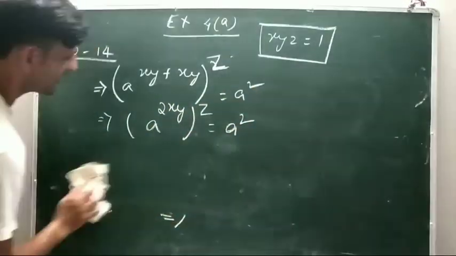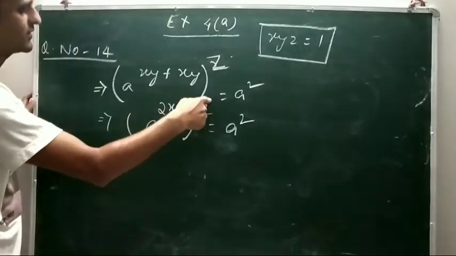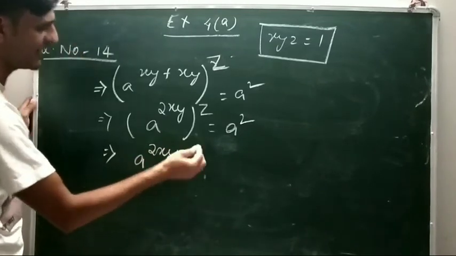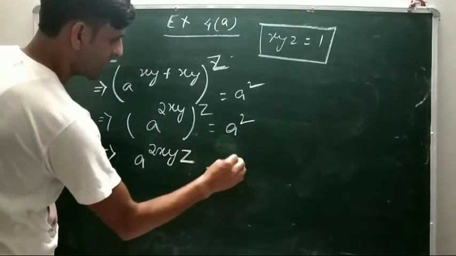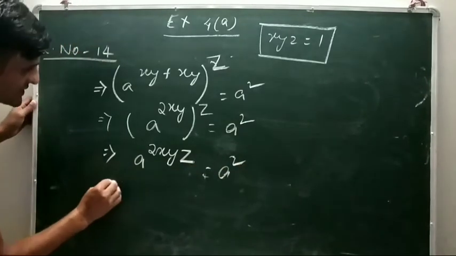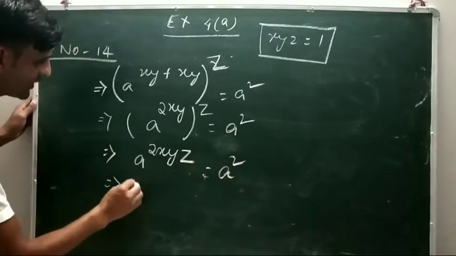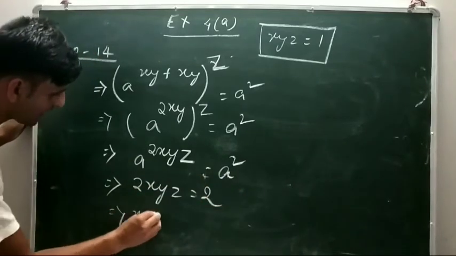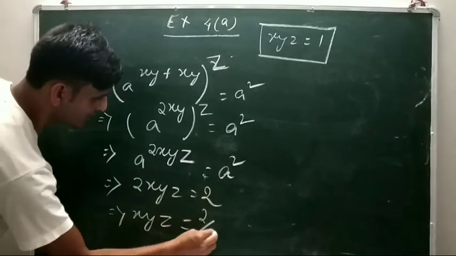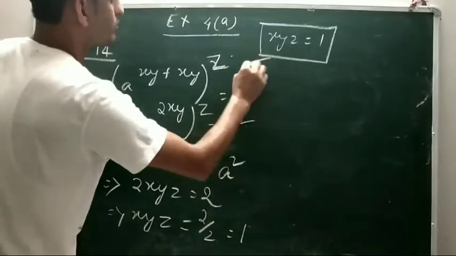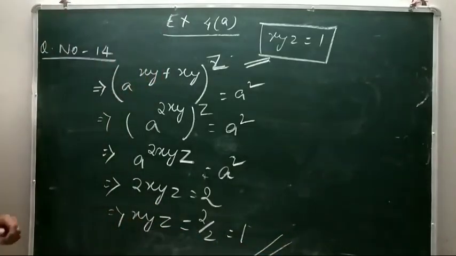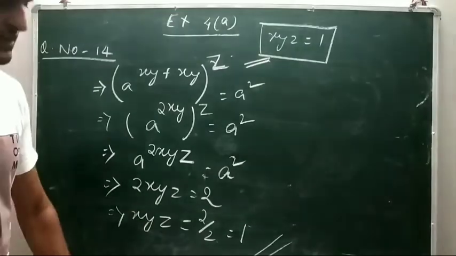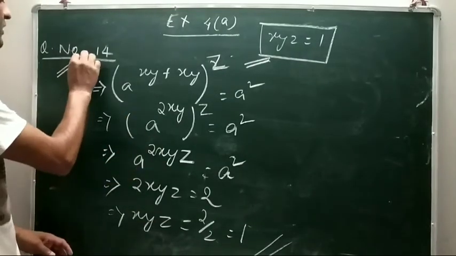So this can be written as a to the power 2xyz, multiplication of powers, equals a square. Now the bases are the same, that means we can write 2xyz is equal to 2. So from here xyz is equal to 2 divided by 2, which is equal to 1, which we had to prove. So it is proved. Like this students, we have to use the three laws of indices and their corollaries to solve the sums of question number 14.